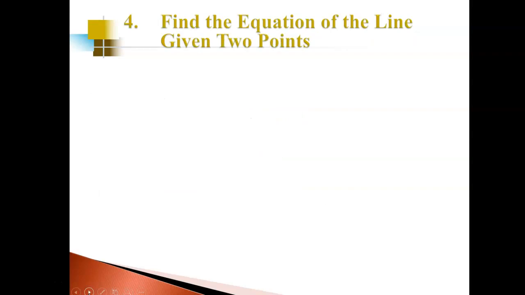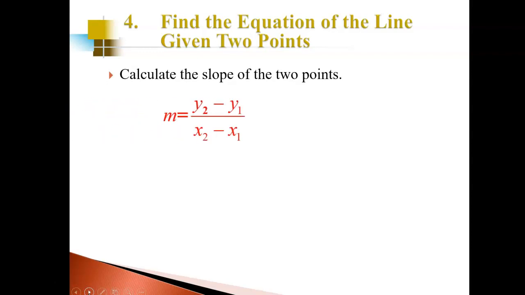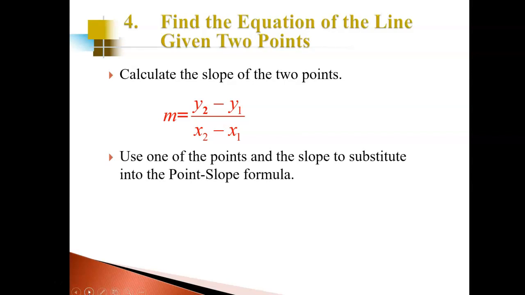We can find the equation of a line given 2 points. We find the equation of a line given 2 points by calculating the slope. If you're given 2 points, you need to find the slope using y2 minus y1 over x2 minus x1. And then you need to use the slope and a point to substitute into the point-slope formula, which is y minus y1 equals m(x minus x1).